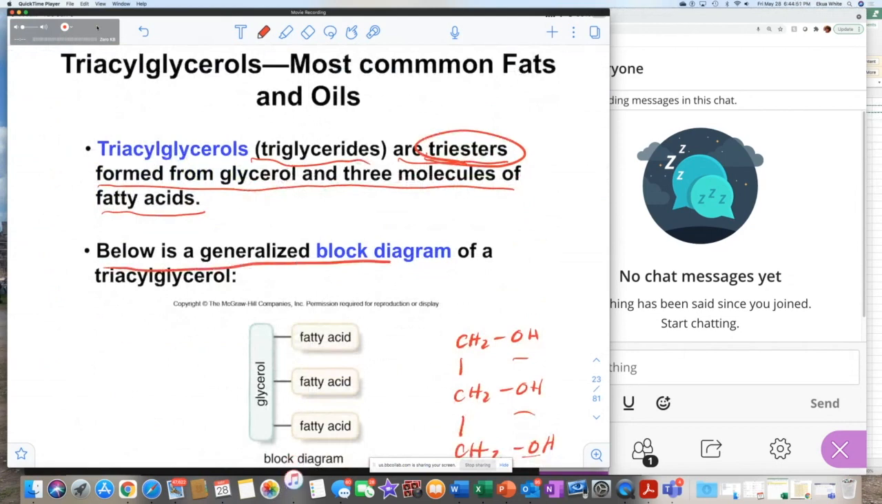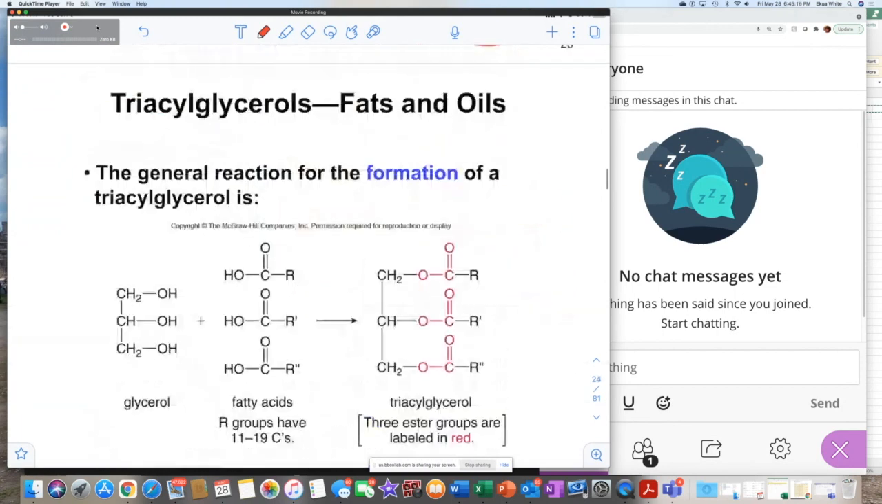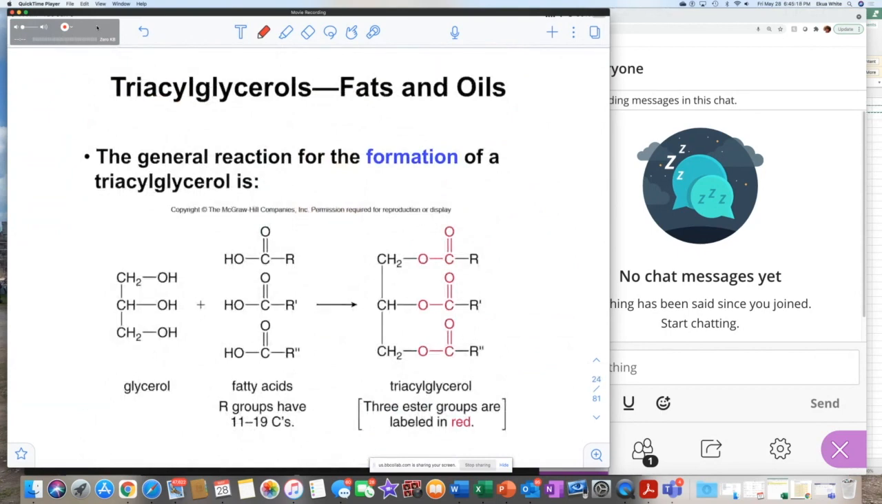Below is a generalized block diagram of the triacylglycerol. So here they're showing you what happens, right? A block diagram. This is the pattern that shows you what is formed when you have the triacylglycerol or the triester. Remember, the glycerol that has three OH groups reacts with three fatty acids. Now, the fatty acids can all be alike, they can be different, but you have to have three because all the OHs have to be replaced. Glycerol, and here are our three fatty acids: 1, 2, 3.